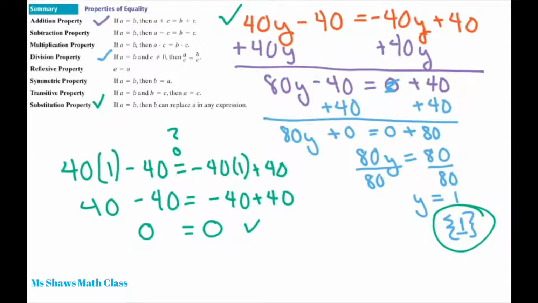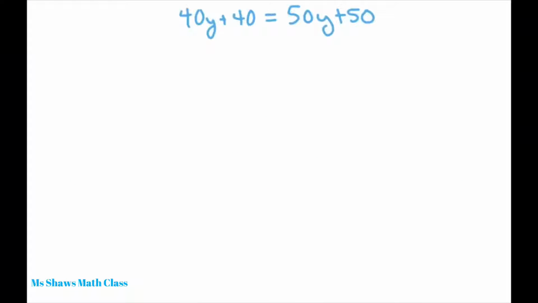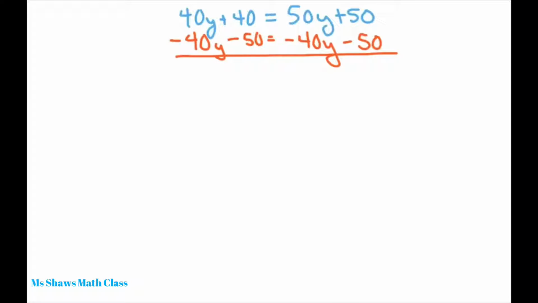Now the next two problems I'm going to go a little faster. So we're going to do the same thing. I want my y positive, so what I'm going to do is use my subtraction property of equality and subtract 40y. And to save time, I'm also going to subtract 50 from both sides. I'm going to do this multi-step and then solve.